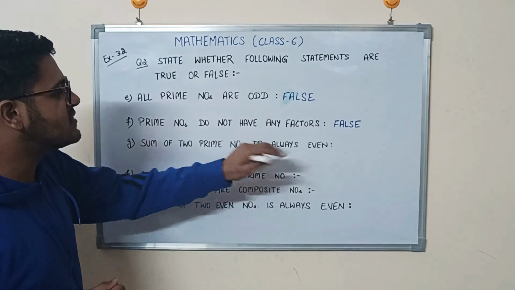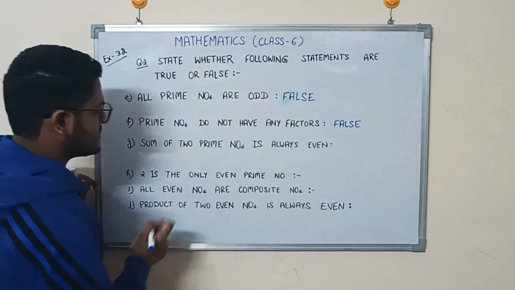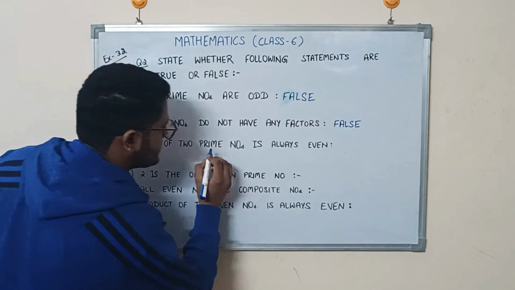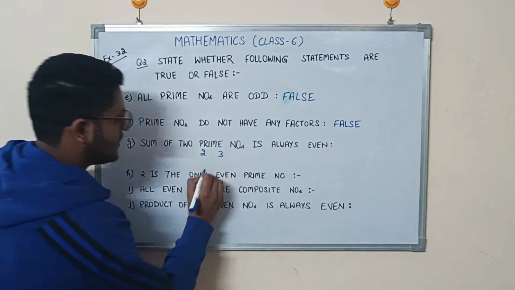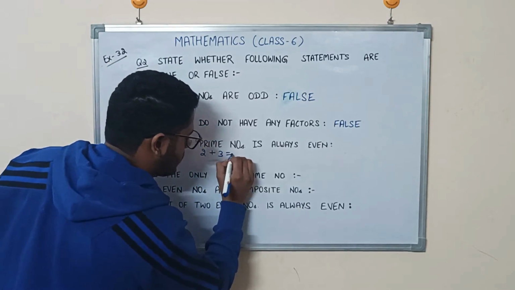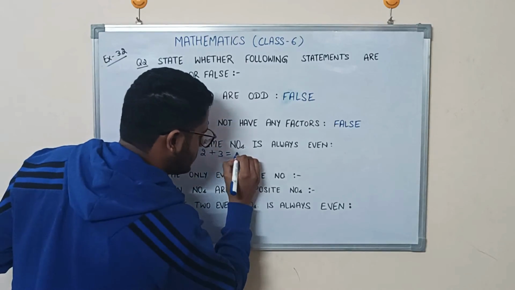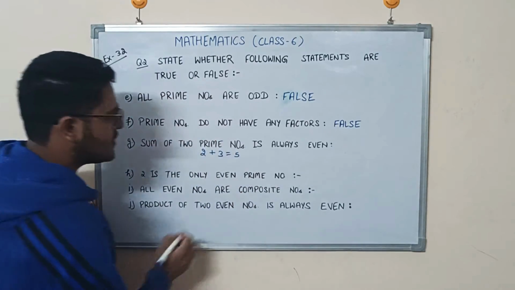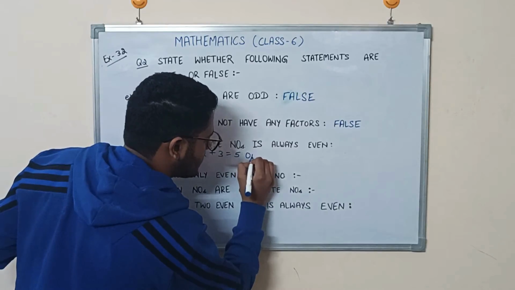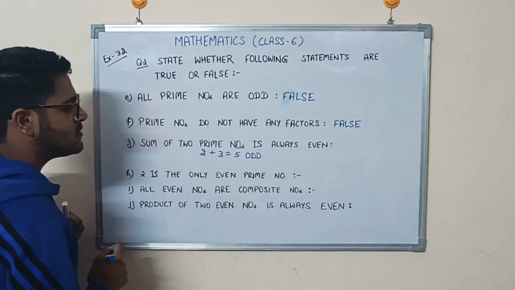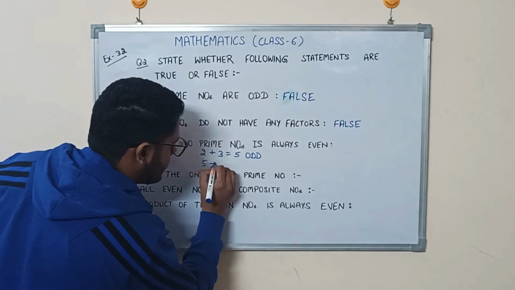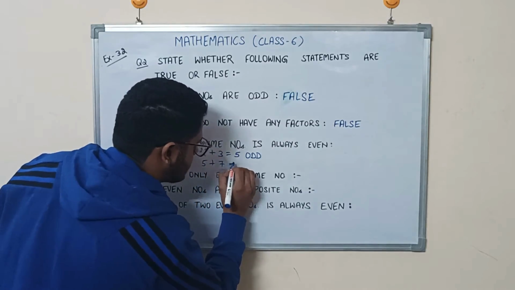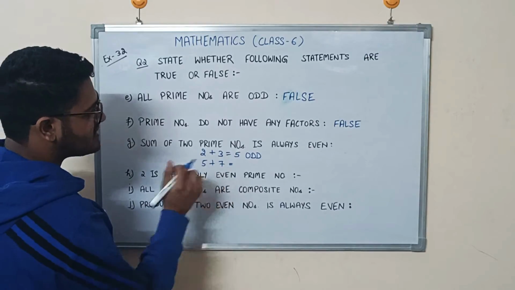Next is G part. Sum of two prime numbers is always even. Let's try. Let's take two prime numbers, 2 and 3. Let's try to add them. What we get is 2 plus 3 is equal to 5. And 5 is what? 5 is an odd number, right? Let's take another example. Let's take 5 plus 7, right? 5 plus 7 is what?